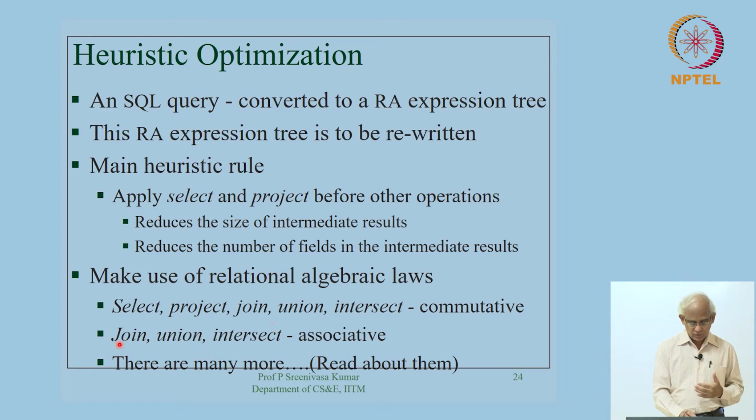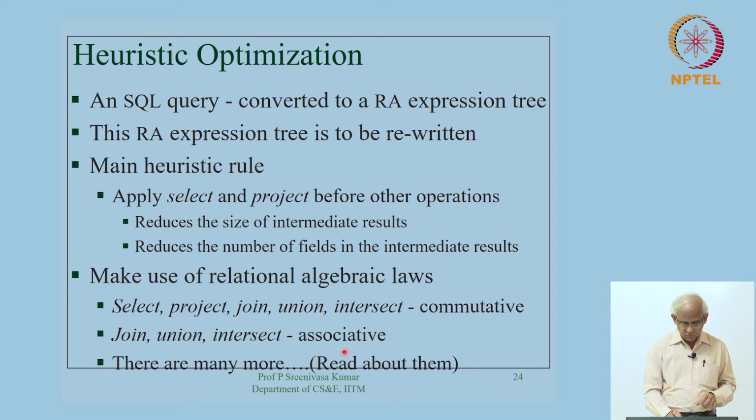So A join B join C can be written as A join B and then join C, or A join B join C. You can write it either way. So make use of these associations. Make use of these algebraic rules and do some rewriting if necessary.